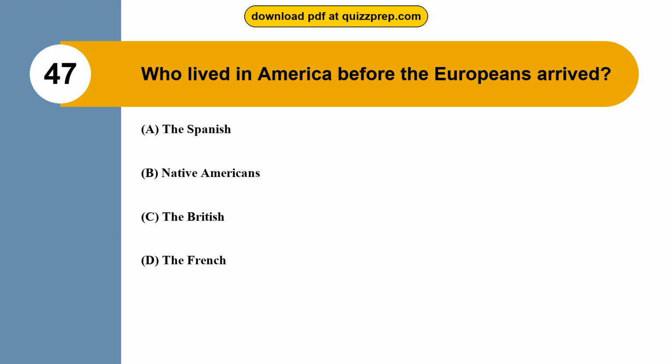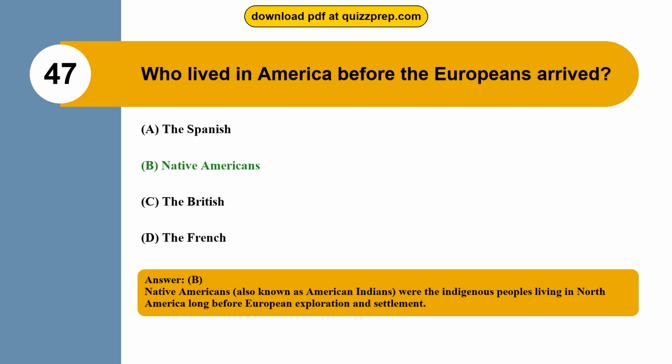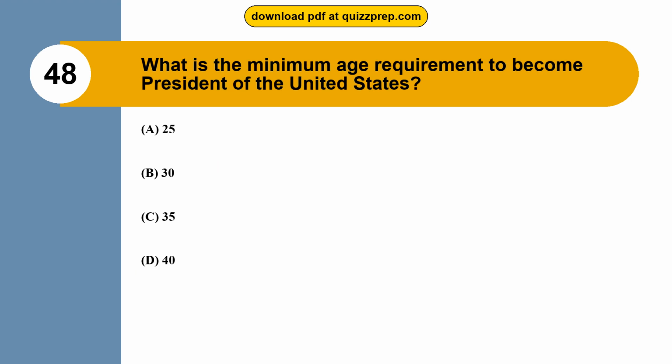Question 47. Who lived in America before the Europeans arrived? Option A, the Spanish. Option B, Native Americans. Option C, the British. Option D, the French. The correct answer is option B, Native Americans. Native Americans, also known as American Indians, were the indigenous peoples living in North America long before European exploration and settlement.